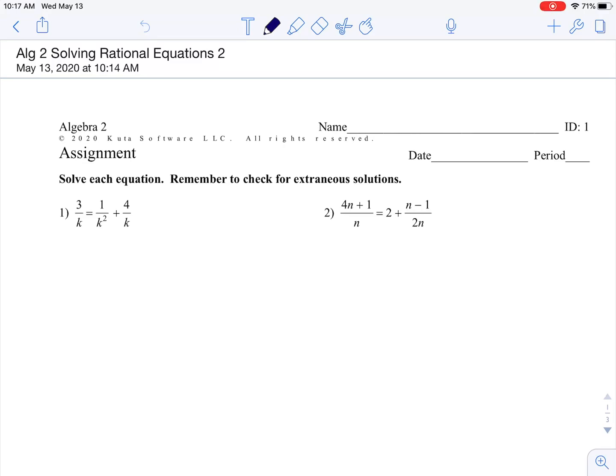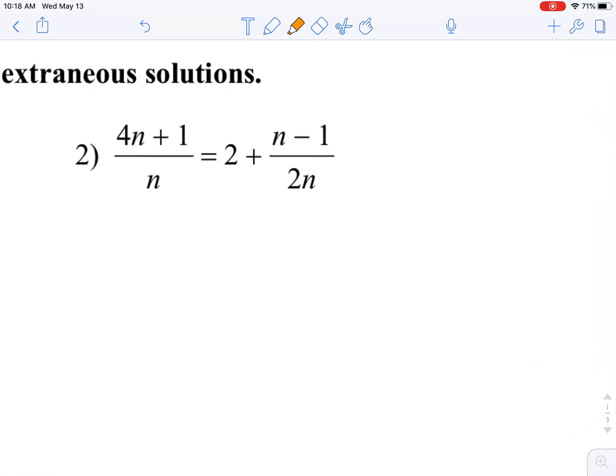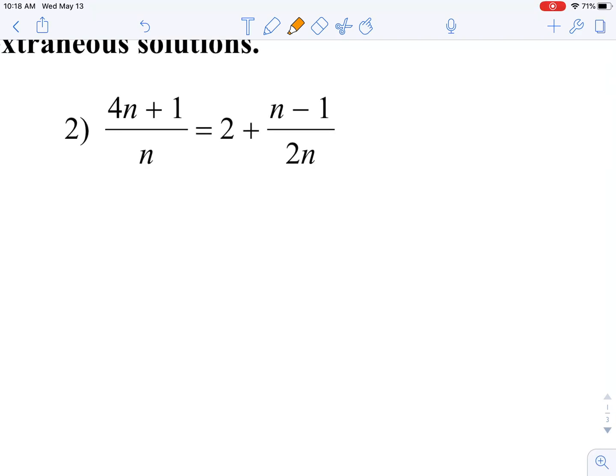Okay guys, so we are still solving rational equations. And as you can see here, remember to check for extraneous solutions. That's a thing still. So I'm going to do this. Well, okay, so here's what's up. Unlike the previous assignment, one side of the equal sign no longer has common denominators. So this is going to take a little more work.